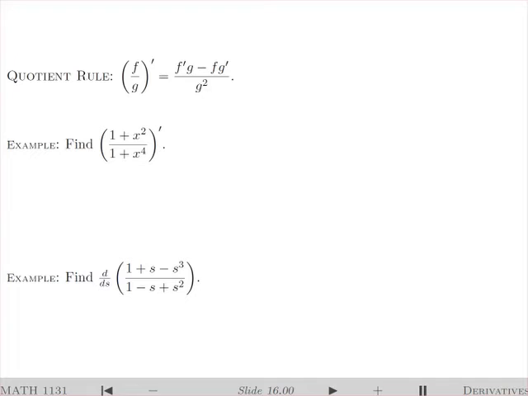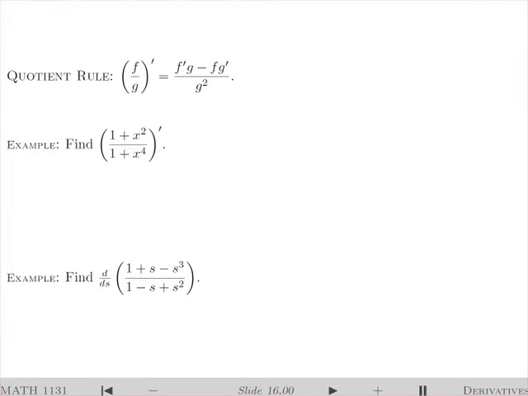There are some mnemonics supposedly to help you remember this. "Low d high minus high d low over low low." I always want to start this off saying "high d," which of course thoroughly messes it up. The commonest mistake in remembering the quotient rule is putting the negative sign in the wrong place. This is why I insisted that we always write the product rule terms in the order that I gave. In the quotient rule we have the same order but with a negative sign instead of the plus sign.